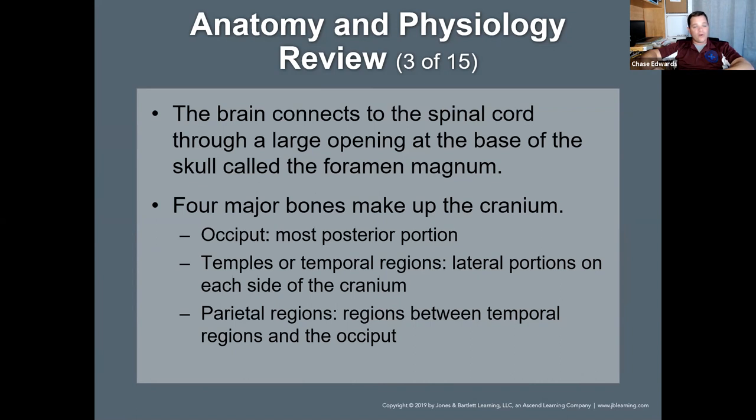So the brain connects to the spinal cord through a large opening at the base of the skull called the foramen magnum. We will talk about the foramen magnum and how it works into different types of injuries that we have. There are four major bones that make up the cranium. You have the occiput, which is the most posterior portion. You have the temples, or the temporal regions, which are the lateral portions of each side of the cranium right here. And you have the parietal regions between the temporal regions and the occiput. And then the forehead is called the frontal.